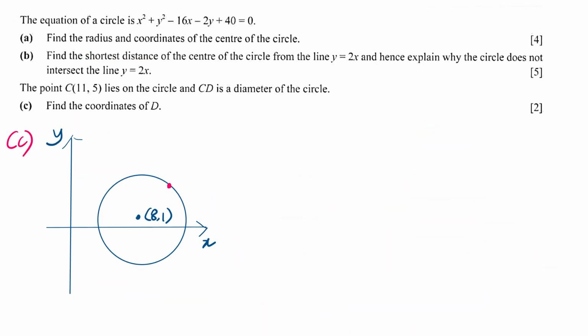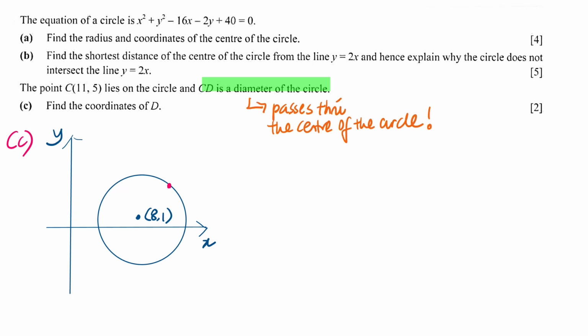Let's look at part C. For part C, we are asked to find the coordinates of D. And D is a point that lies on the circle. There's another point C also given, 11, 5, that lies on the circle too. Right, and we are told that CD is a diameter. So diameter, the concept involved here is that it will pass through the center of the circle. And that makes the center of the circle the midpoint of CD.